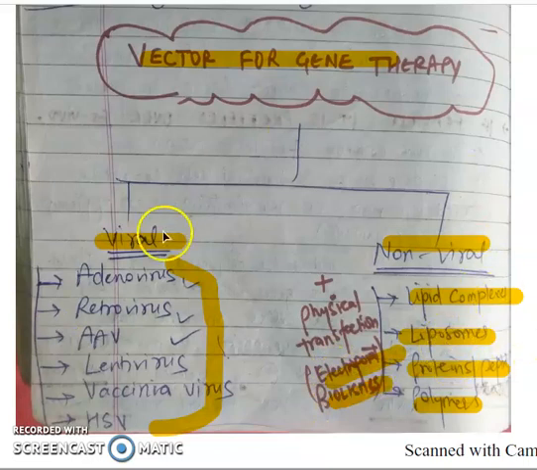So these are the overall vectors that are used for introduction of therapeutic gene into the target cell, that I will be taking in the next clipping.